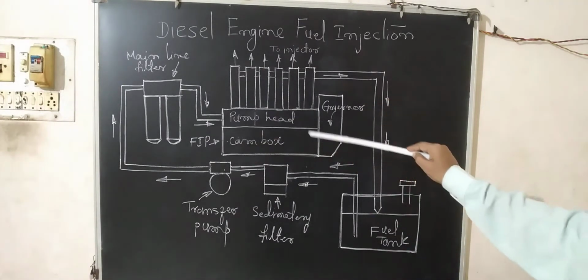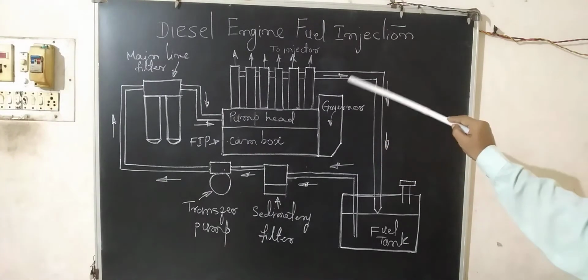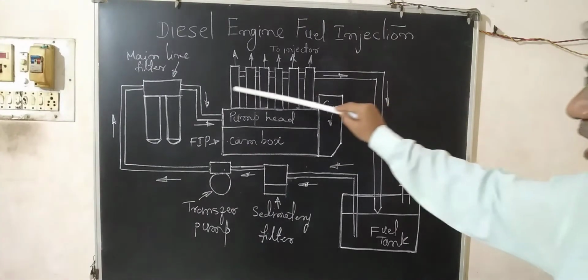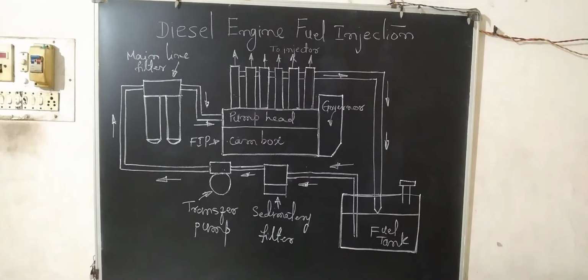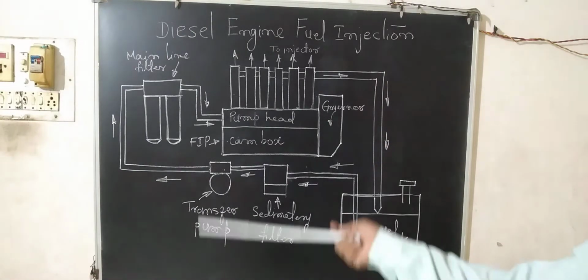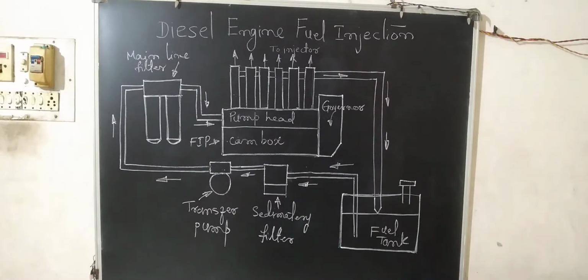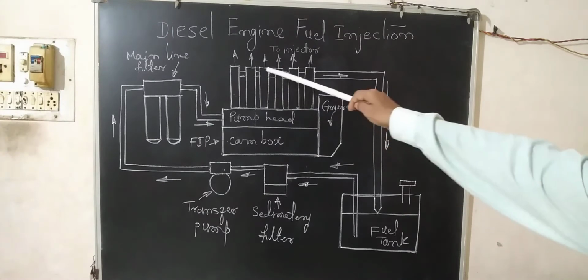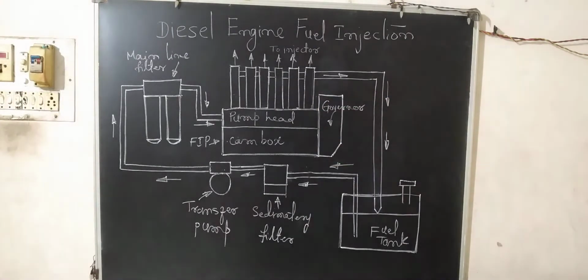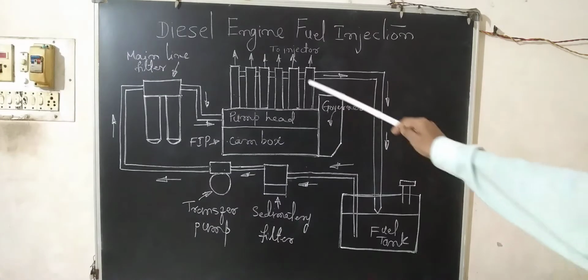There is a cam box, there is a pump head over here, there is a governor over here, and there are elements. The elements play a very important role in the fuel injection pump, where the correct quantity of fuel as per the engine requirement is measured, and sufficient pressure is created. The pressure which is going to be injected into the combustion chamber has to be more than the engine combustion chamber pressure. So that much pressure is built up over here.